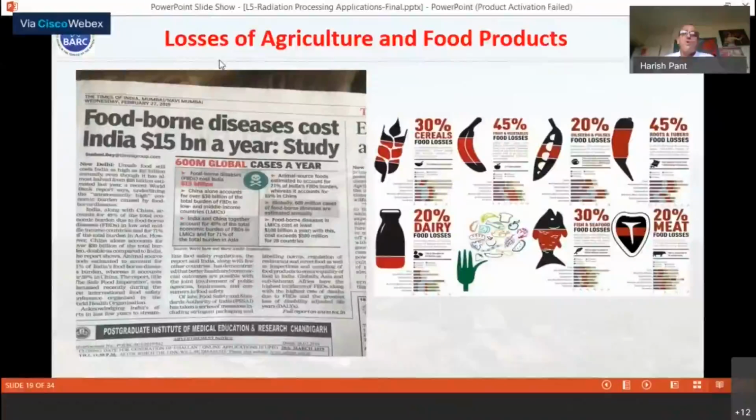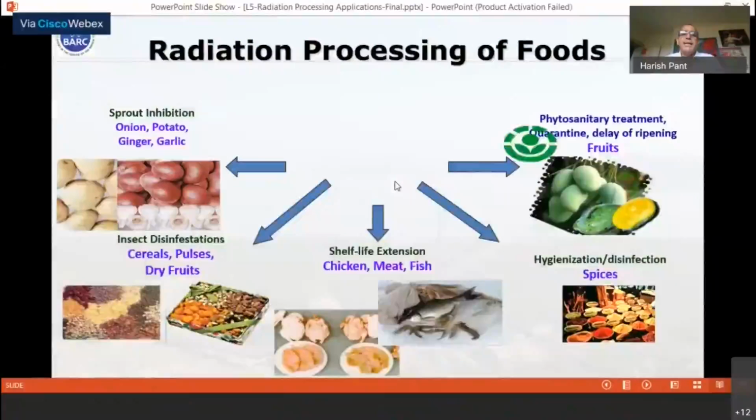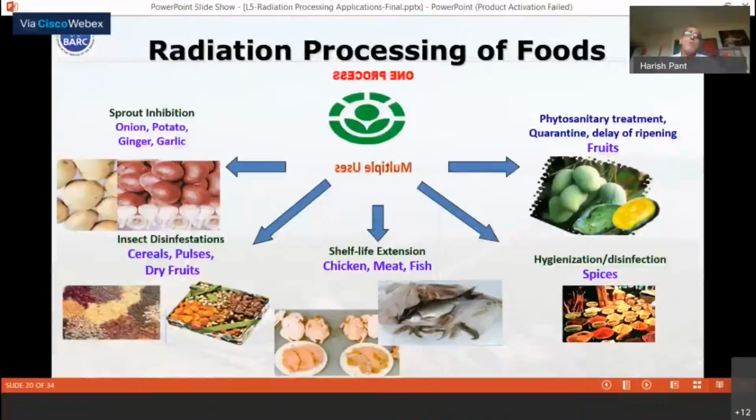Now let us come to food. Dr. A.K. Sharma might have told you that there is a lot of spoilage and loss of food in India because of spoilage and many kinds of pests and diseases, and a lot of food is wasted not only in India but all over the world. And then radiations are used for processing of this agriculture or this food.